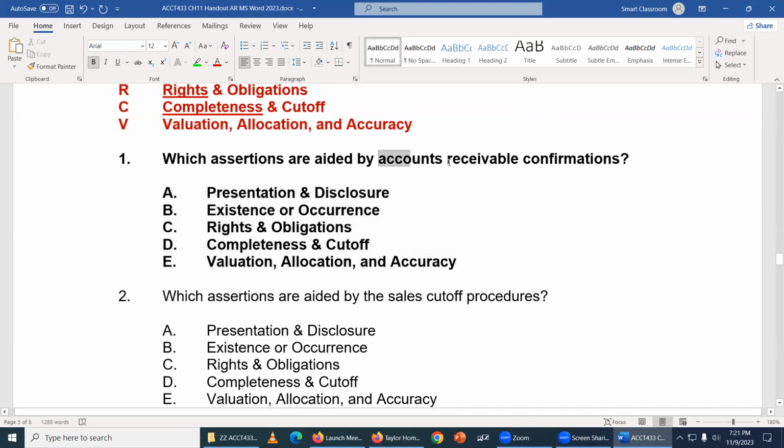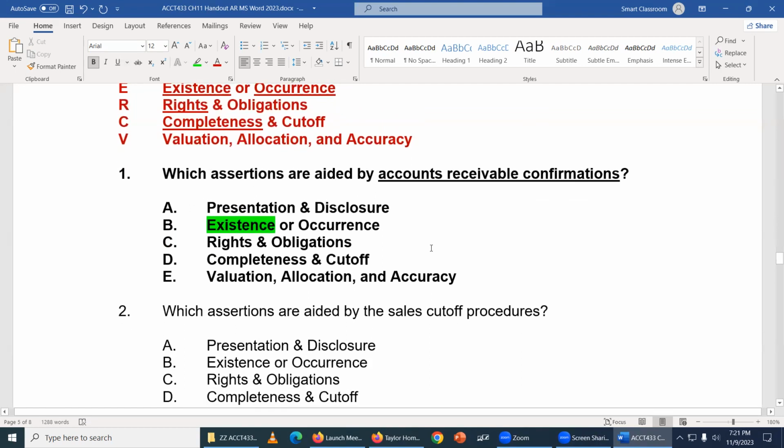Accounts receivable confirmations. Which one of these is probably the one that is most tested by accounts receivable confirmations? Maybe completeness and cutoff, valuation, allocation and currency, existence and occurrence. Yeah, it could go into a number of these, but the one that most people think about is valuation. I'll talk about that in a second. The one that this really hits on, though, is existence. Do these accounts receivable exist? And that's really what you're looking at.